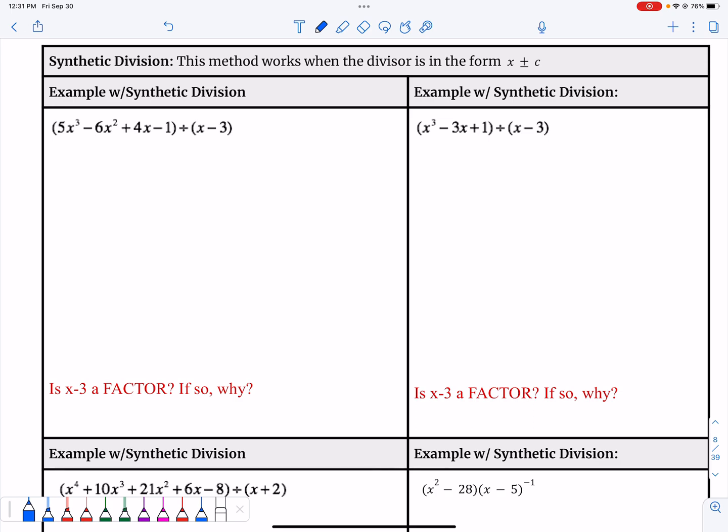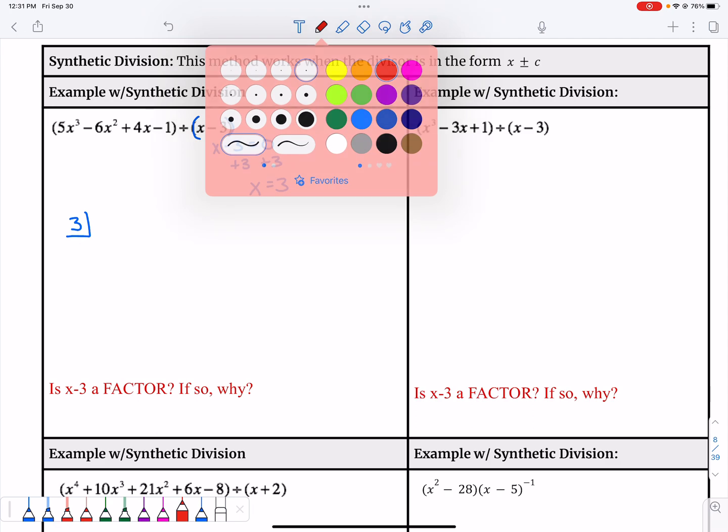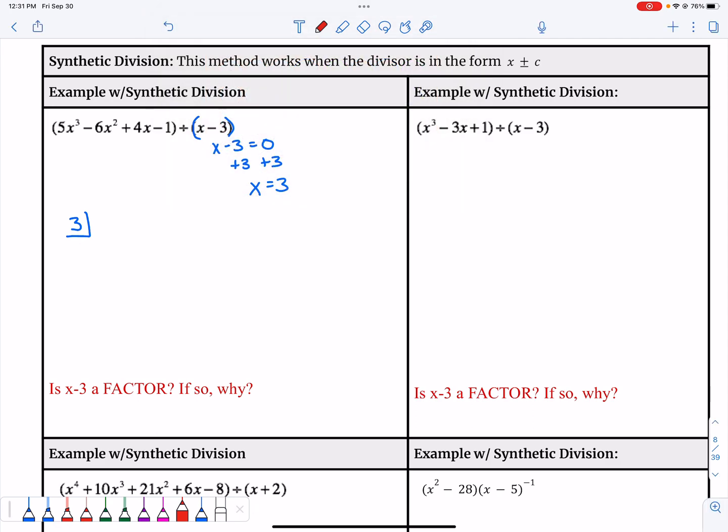So what you do is take this number in your divisor, see how we have x minus 3, and you want to find the root. So if you set that equal to 0 and you were to add 3, your root would say x is equal to 3. So put that in a box over to the left. Then you want to take your coefficients and make sure you have all of the powers of x represented. So I have 3, 2, 1, none. That's very important for this to work.